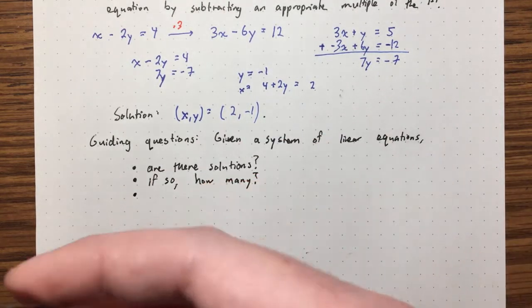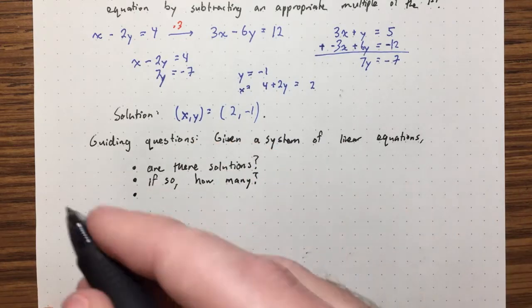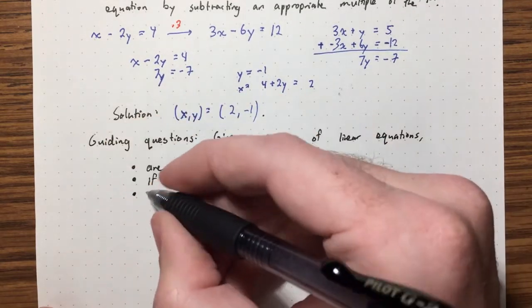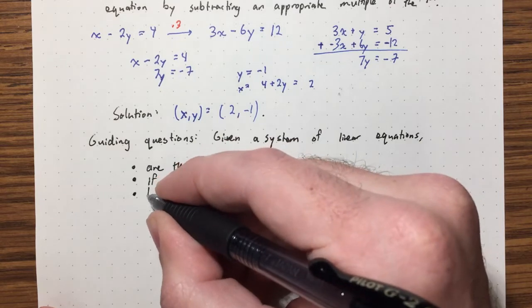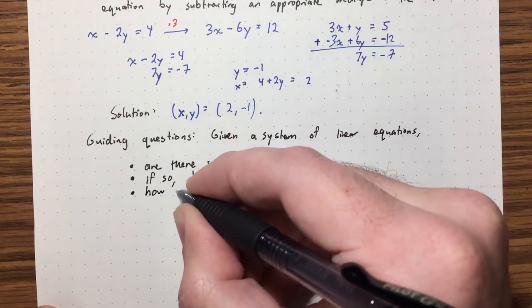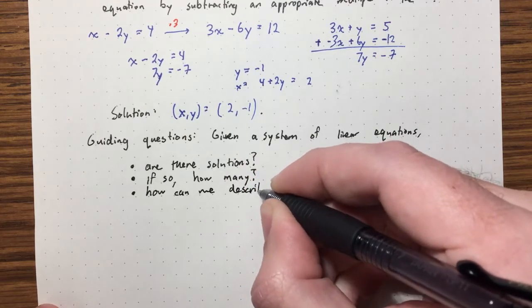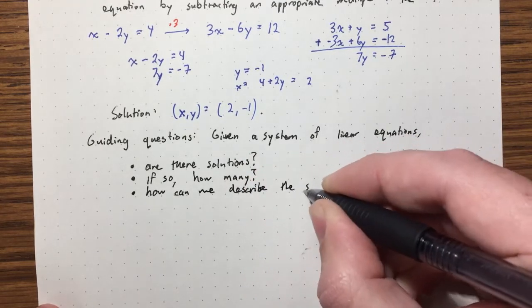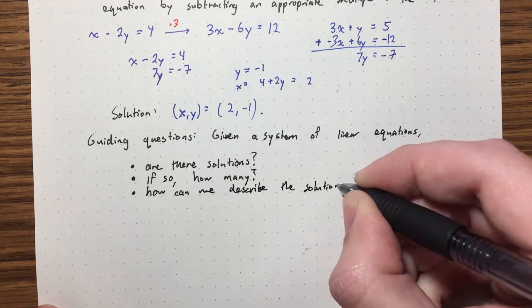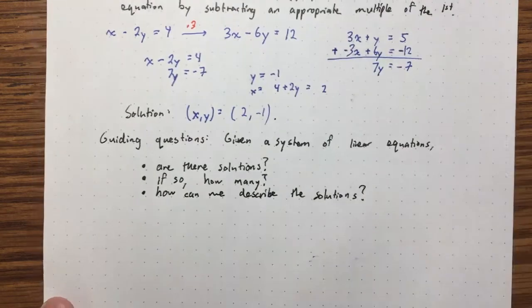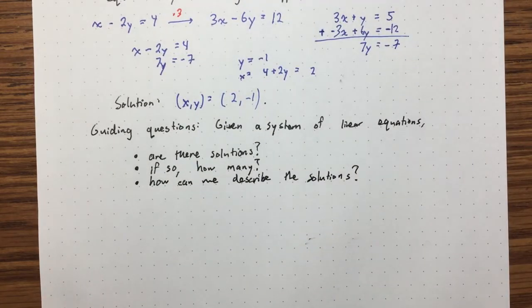Or maybe we can't find them. Maybe there are infinitely many, so we can't just list them, but maybe we can describe them in a certain way. So how can we describe the solutions, algebraically or geometrically?